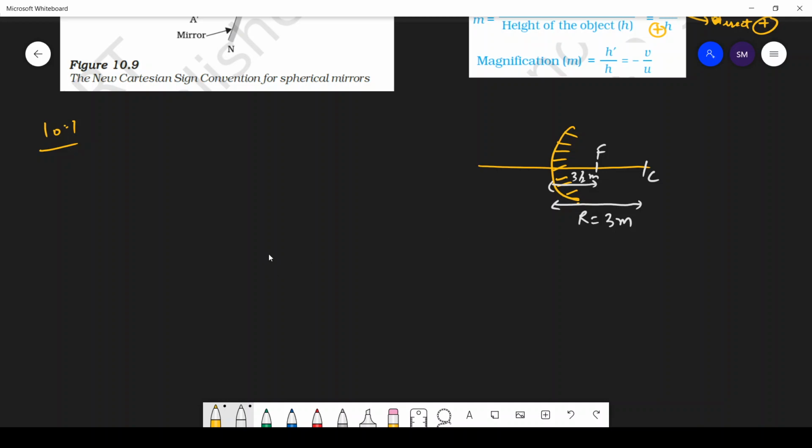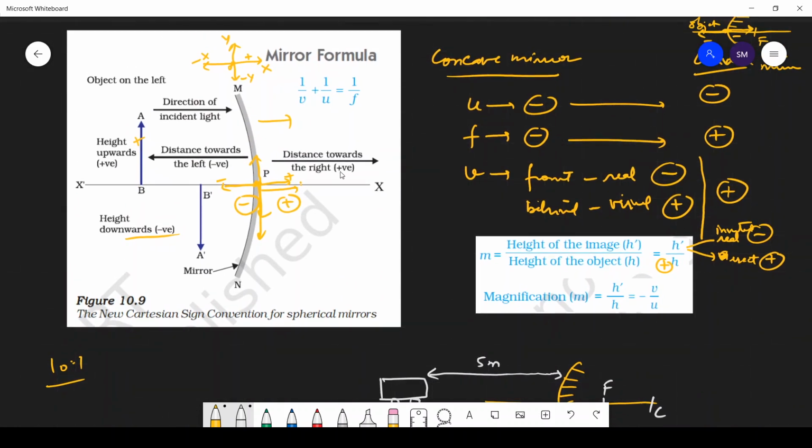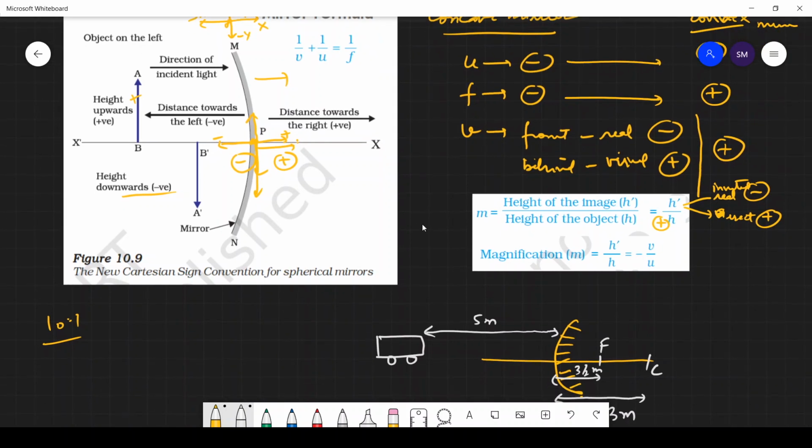Now, a bus is located at 5 meters from this mirror, so we have a bus over here at a distance of 5 meters. Find the position, nature, and size of the image. So first of all, we have to write the mirror formula: 1 by V plus 1 by U equals 1 by F.